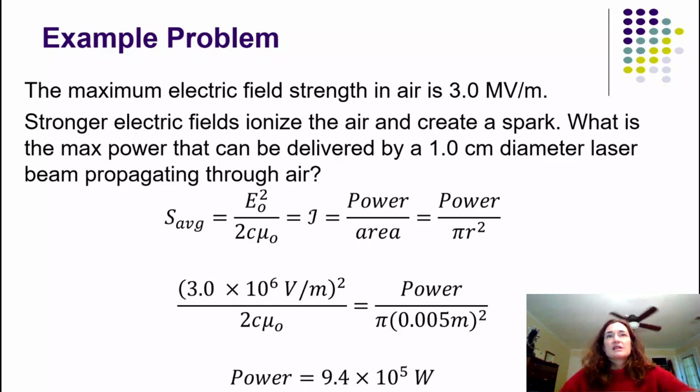So plugging in for the max electric field strength that we can have, we want to keep it under that, then we would have 3 times 10 to the 6th volts per meter, and we would square that. Then we would divide that by 2 c mu naught. Now c is the constant, 3 times 10 to the 8th meters per second, the speed of light in a vacuum. And mu naught is the permeability of free space, which in SI units is 4 pi times 10 to the minus 7. Plugging those numbers in, we set that equal to the power divided by the area, which is pi times 0.005 meters squared. We would then solve for the power. And when we do, we get 9.4 times 10 to the 5th watts, which would be 940 kilowatts, right?